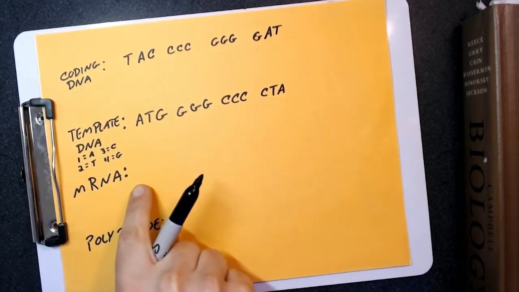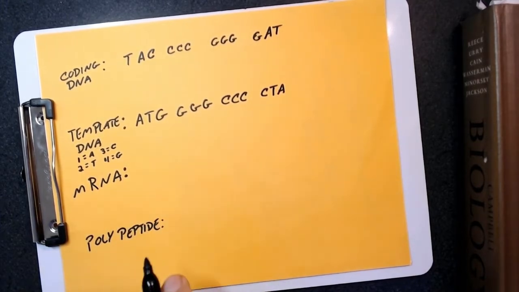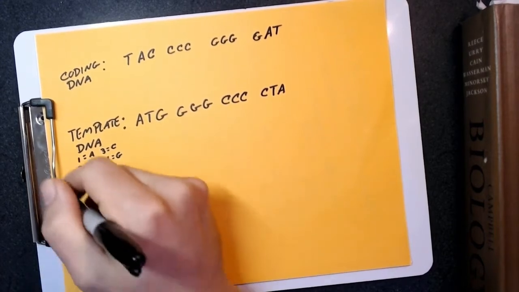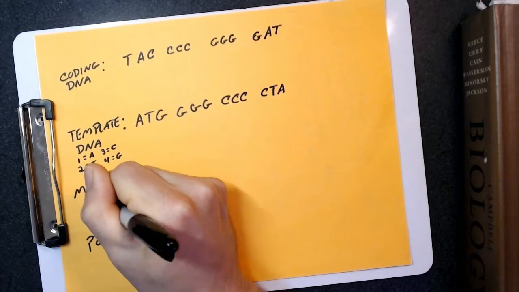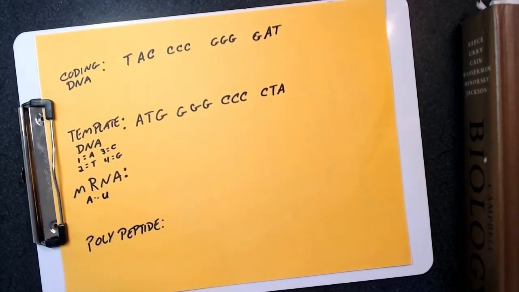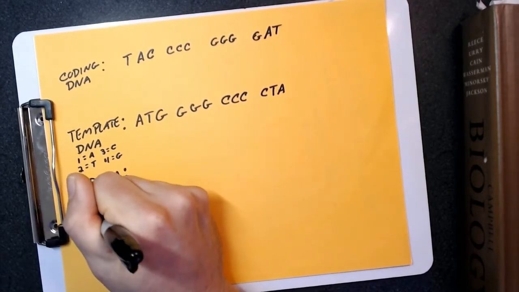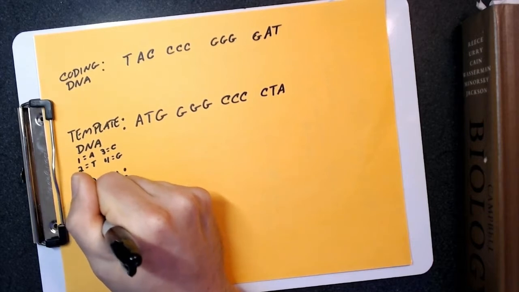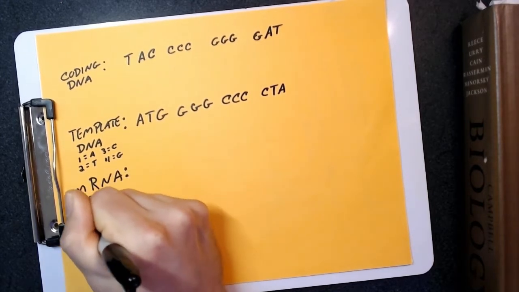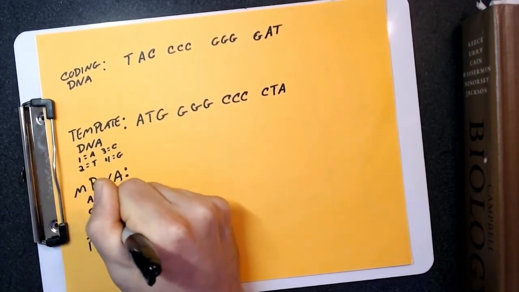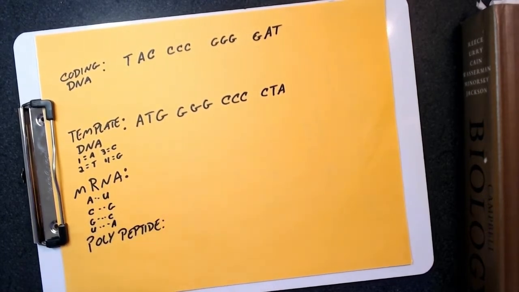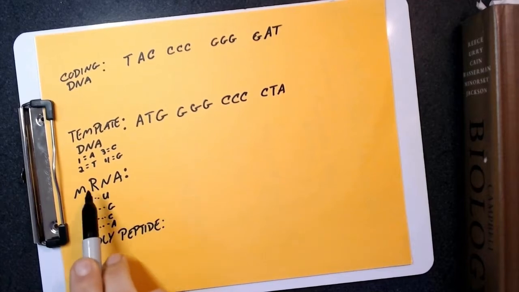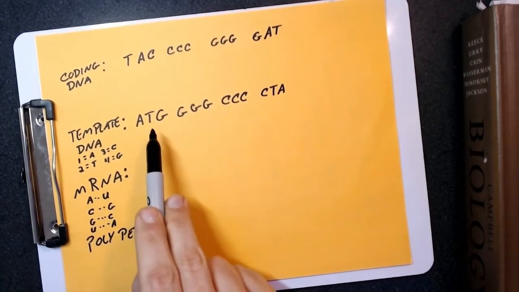Now the mRNA that would come from this template strand follows similar base pairing rules, but in RNA, whenever you see an A, there's going to be a U hydrogen bonded to it. Whenever you see a C, it's a G. Whenever you see a G, it's a C. Whenever you see a U, it's an A. So we're going to make this mRNA molecule based off of the template strand.